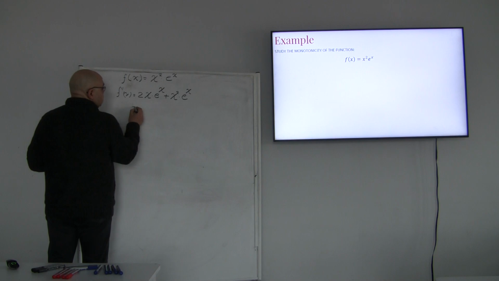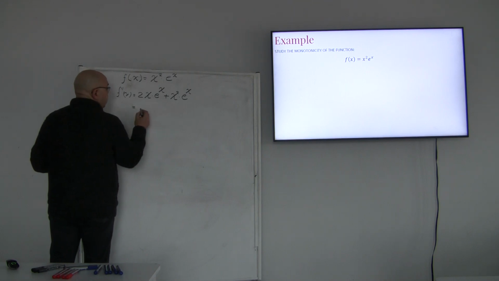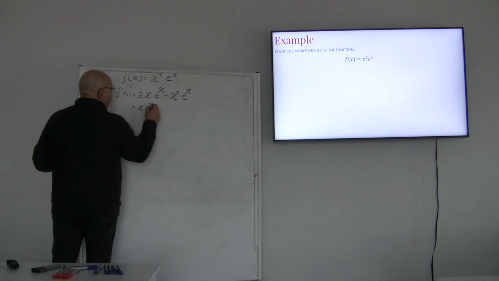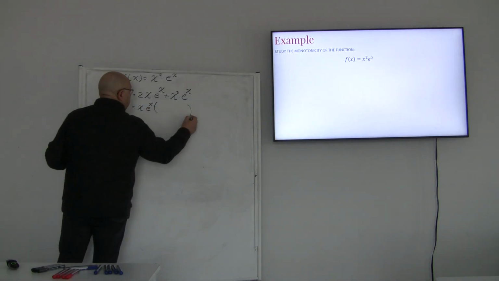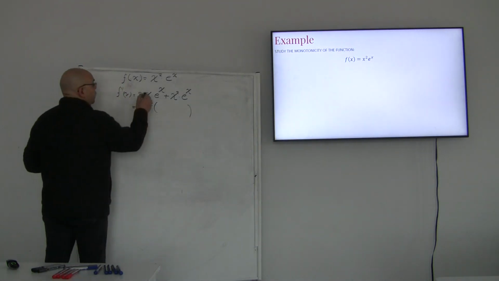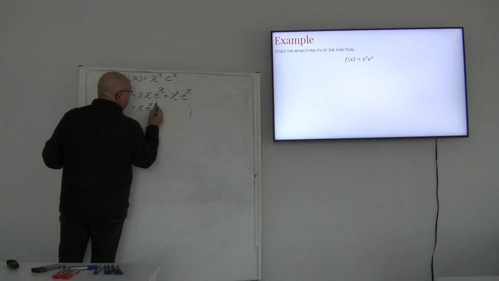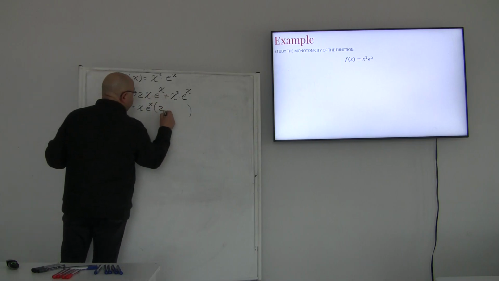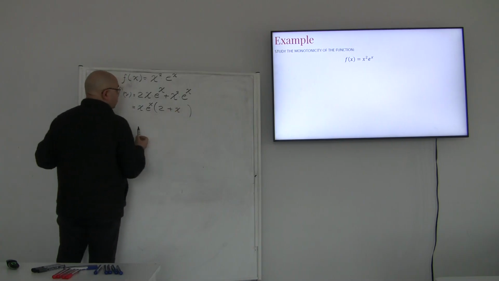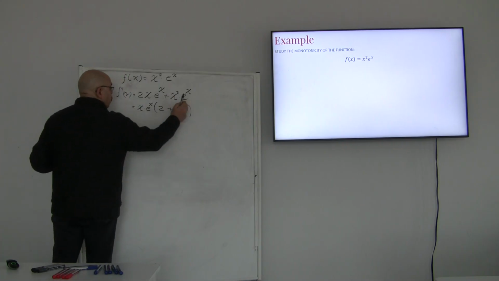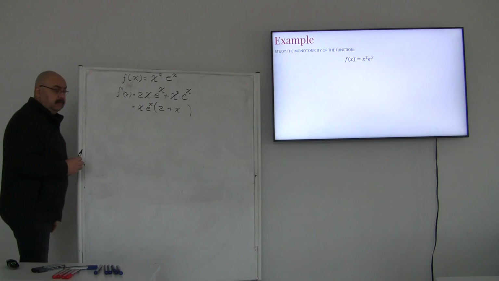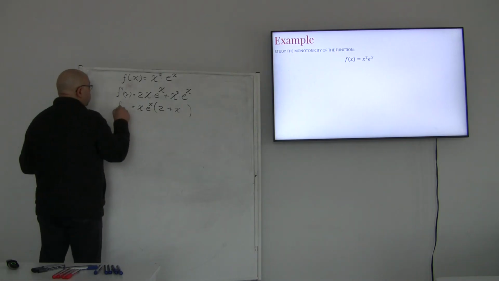I can simplify this expression by simply taking x times e to the power of x as a common factor from the whole expression. From the first part, you will have just 2 as the remainder, and from the second one, you will have just x. So multiplying once more, I will regain the same expression. So this is for f'(x).